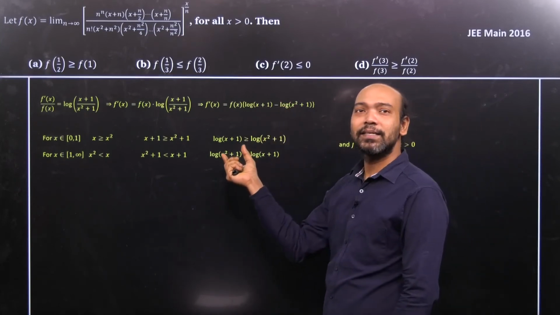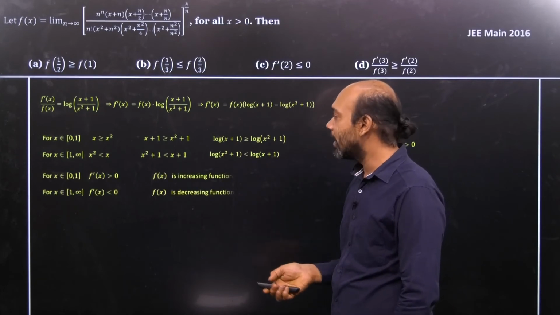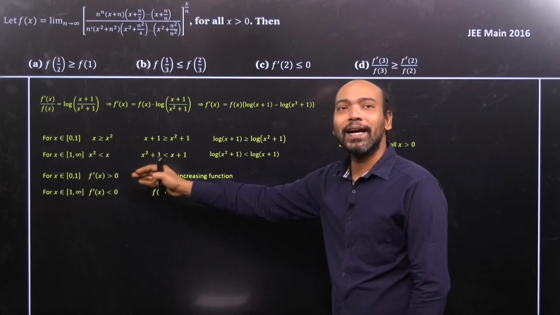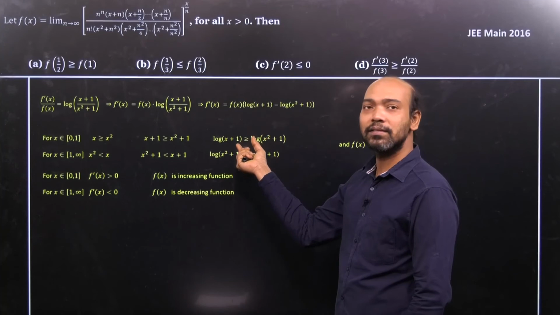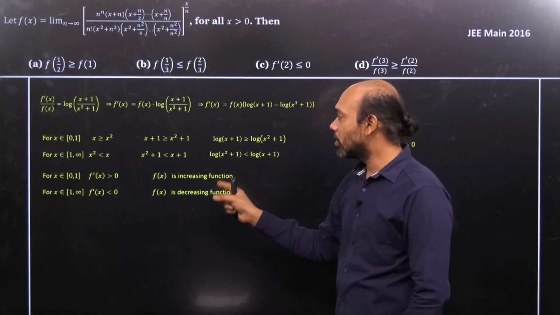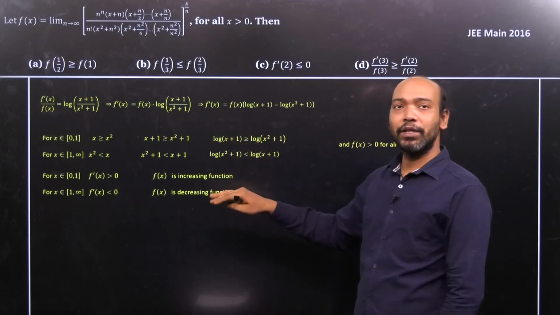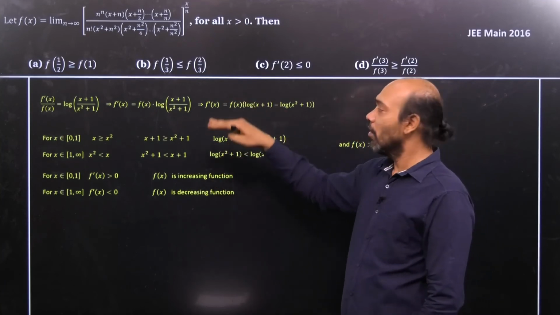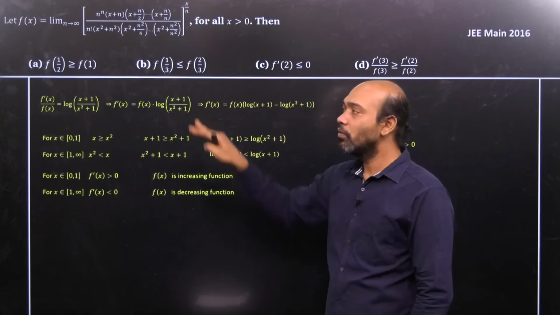Now we already understand this case, right? So therefore we can say that from 0 to 1, f'(x) is greater than 0 because this difference is greater than 0, and in the other case less than 0. So it is an increasing and then decreasing function. So that's it. These are the conclusions we make from this expression. Now we'll think of that.